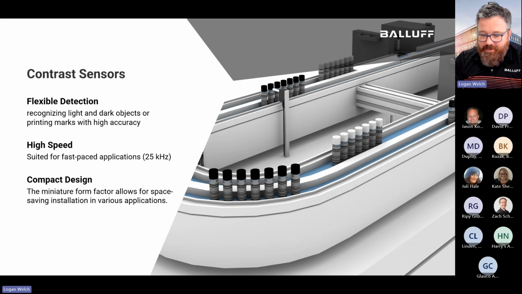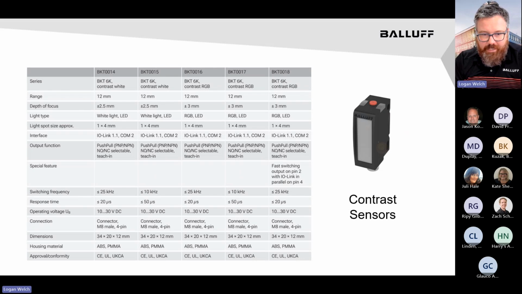Kind of the unsung hero of speed applications in assembly. A bunch of different models. Again, really here you're just picking, are you doing an RGB or a white? So basically you're doing black or white, or you're doing different colors and contrast. And there's different speeds. You can do 10K or 25K, right? There's different speeds there. So pick your poison.